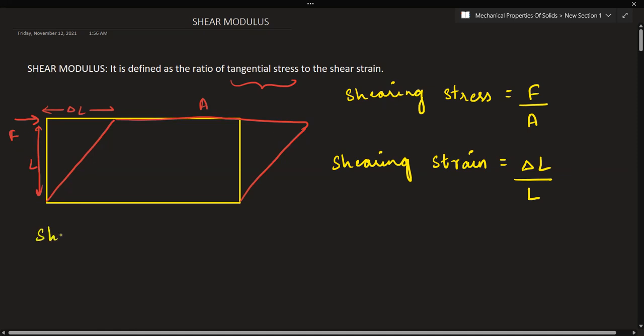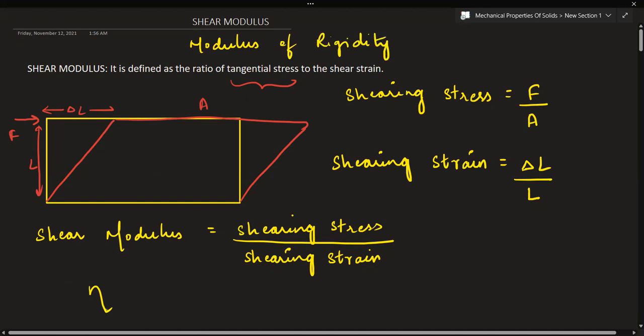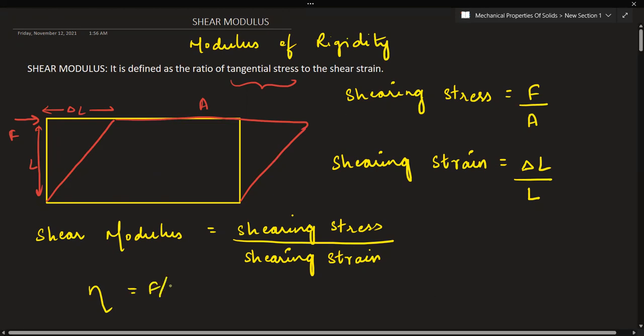Yes, now see, shear modulus is the ratio of the shearing stress by the shearing strain. So if I put the values in this formula, the shear modulus or modulus of rigidity is represented by this symbol, eta. So if I put the values for shear stress, it would be F by A divided by the shear strain, that is delta L divided by L.